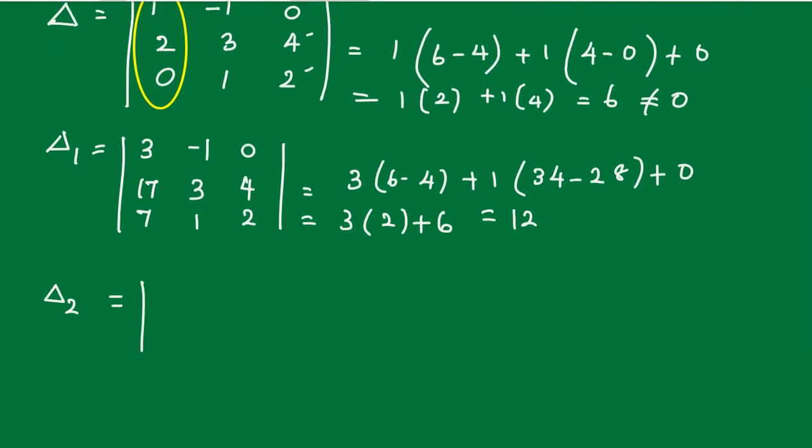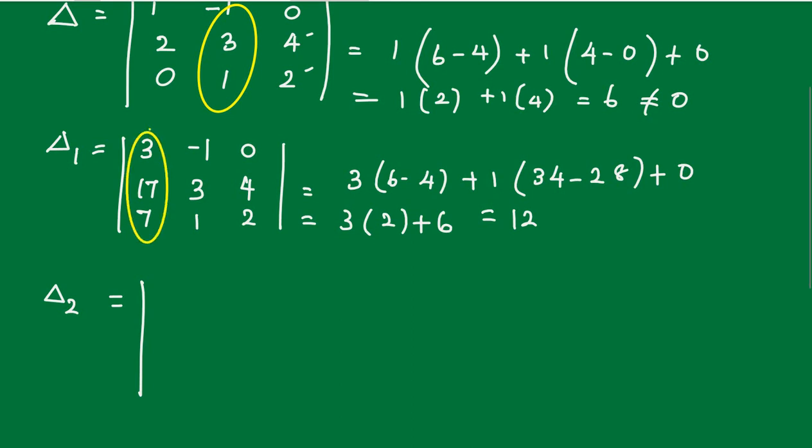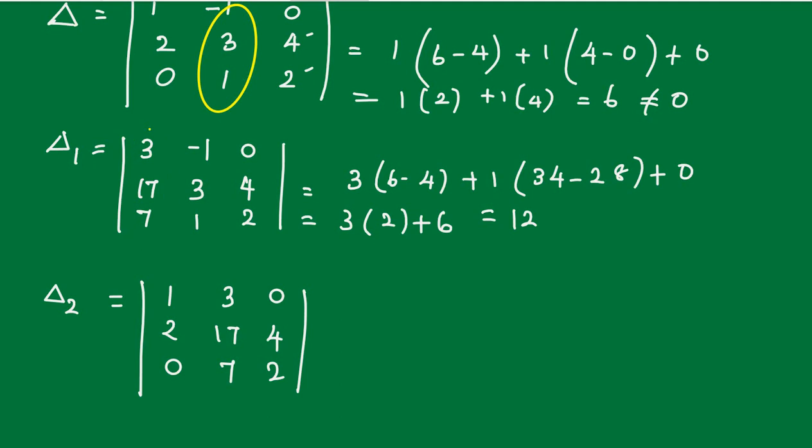To find delta 2, the first row will remain as it is. The second column elements are replaced with the constants, what we did in delta 1. So the constants are 3, 17 and 7. The coefficients of x1 in the three equations remain the same. Coefficient of x2 we write as 3, 17 and 7. And now the third column remains as it is. Now this is the value for delta 2.